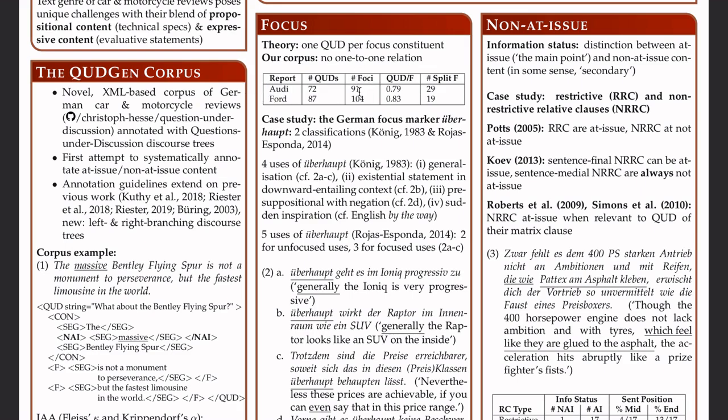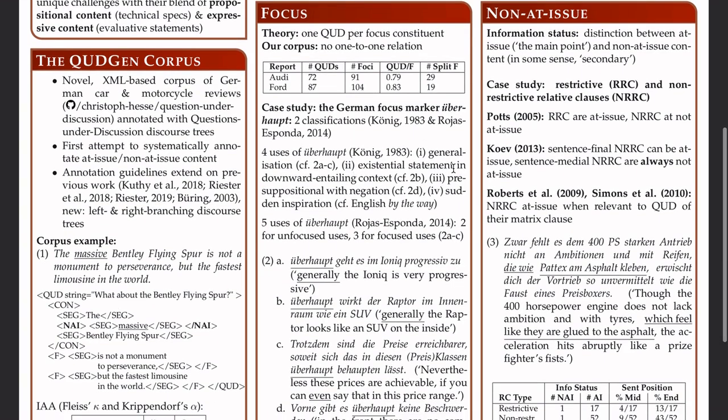Another reason why there are more foci than QUDs is split focus, also called discontinuous focus, where for instance a subordinate clause splits a focus constituent into two parts. We can also look at focus markers, such as German überhaupt, as a specific example of how useful the corpus is. There's an established classification of different uses of this focus marker from König 1983, who distinguishes 4 different classes. So there's a generalization use, there's an extensional statement in a downward entailing context type use, there's a presuppositional use with negation, and also a use that expresses sudden inspiration. Then there's another approach by Rojas-Esponda, 2014, which takes the 4 classes by König and adds a 5th class.